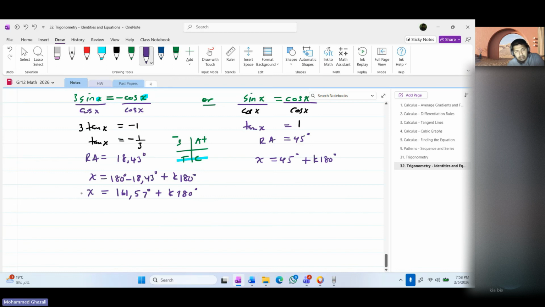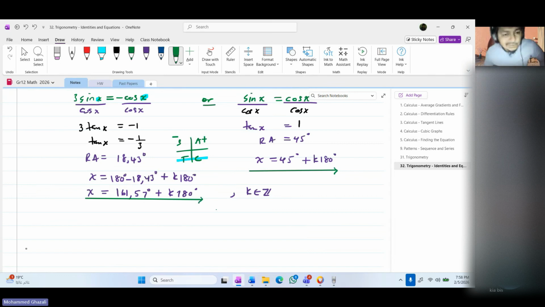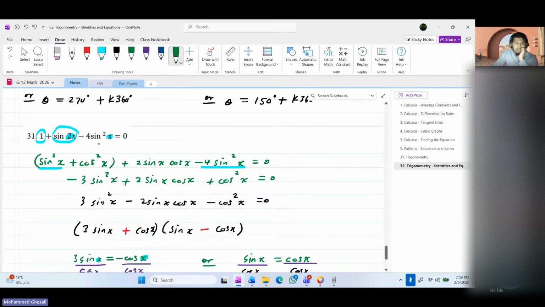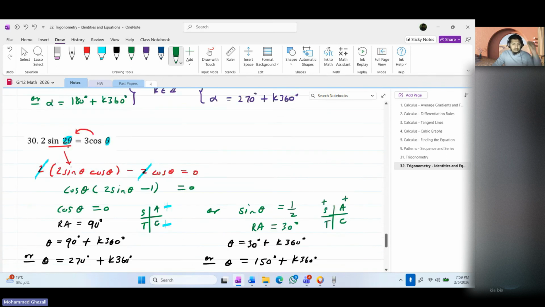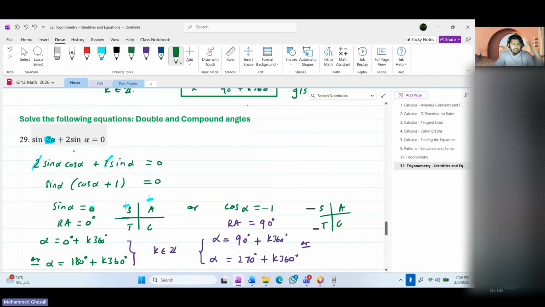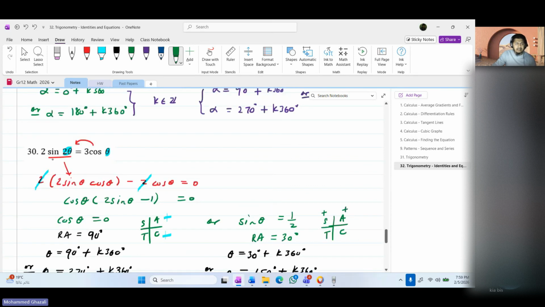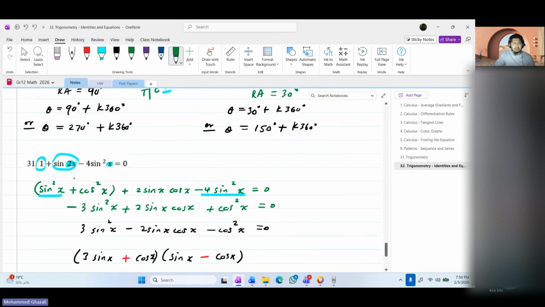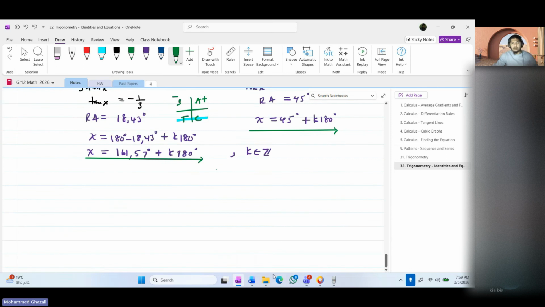Don't forget to write K is an element of Z. You can just underline it and say, okay, these are my two general solutions. That's one and this one here, simplified. Right, great. So what did we use so far? We are using double angles, right? We use a double angle here. I didn't get a double angle with cos; it was only sine. There was no cos double angle. Okay, we might have in other problems.